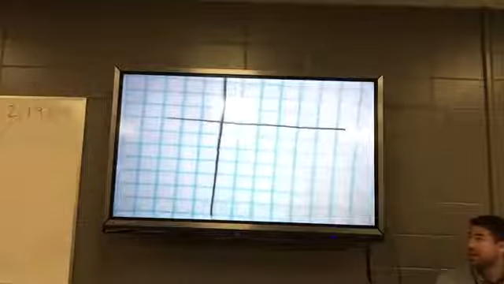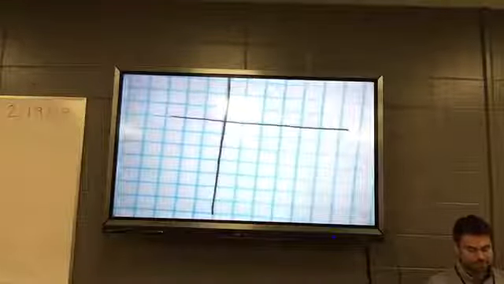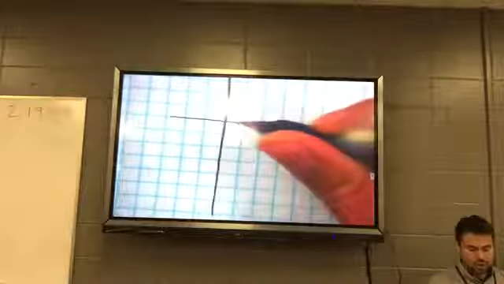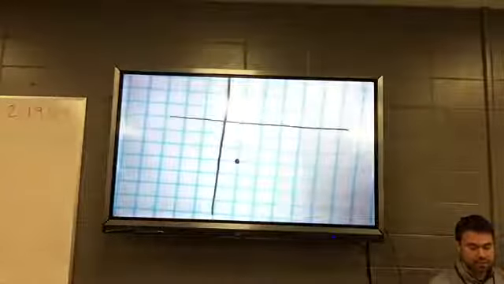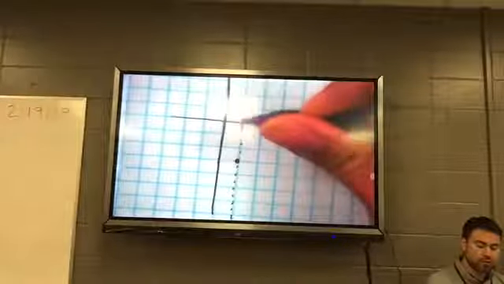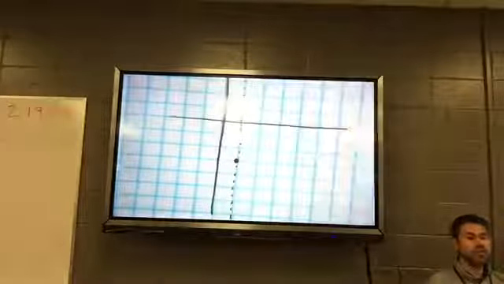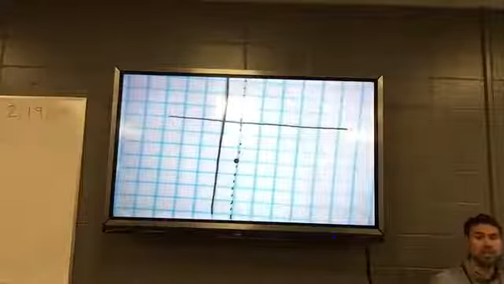All right, what's the vertex? 1, negative 3. 1, 2, 3. What's the axis of symmetry? X equals 1. It's always going to be through the vertex. If your vertex and your axis of symmetry don't match up, something went wrong.